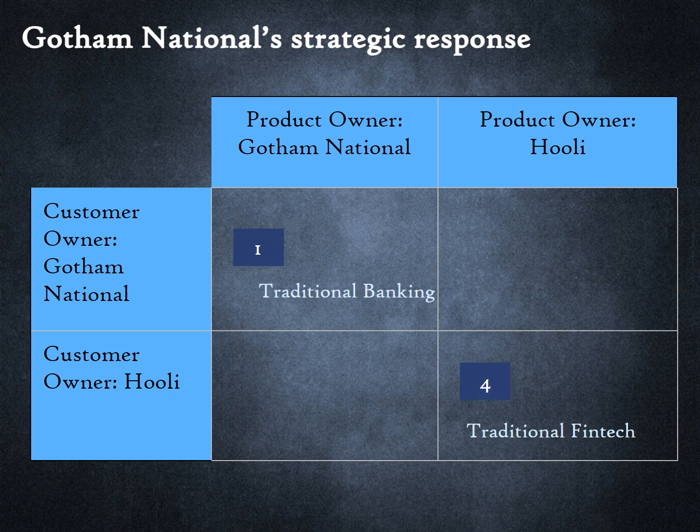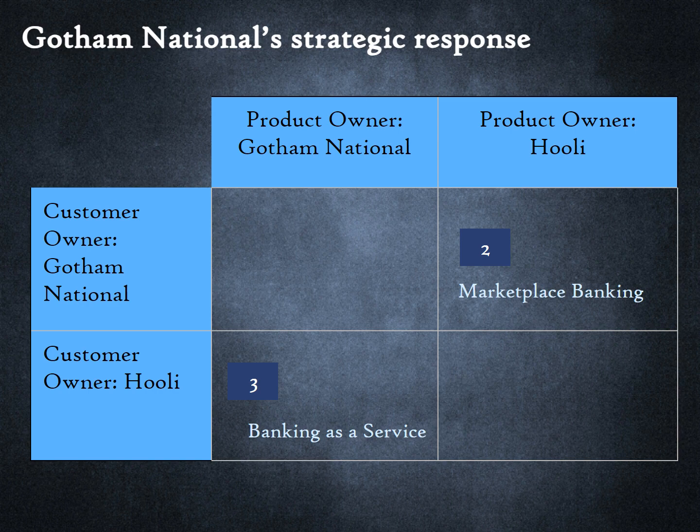Quadrant 1 and Quadrant 4 are the extremes. Quadrant 1 is traditional banking, where the bank owns the distribution channel as well as the product. In Quadrant 4, the fintech owns both and the bank has no role to play. It is in Quadrant 2 and Quadrant 3 that we have alternative models. In Quadrant 2, the bank becomes the channel for Hooli's financial products. Quadrant 3 is the inverse, where Hooli becomes the channel for Gotham Bank's products. Let us explore these two concepts of marketplace banking and banking as a service further.